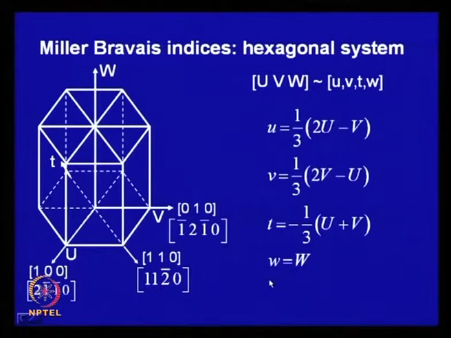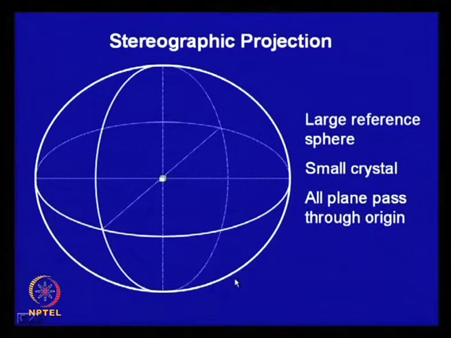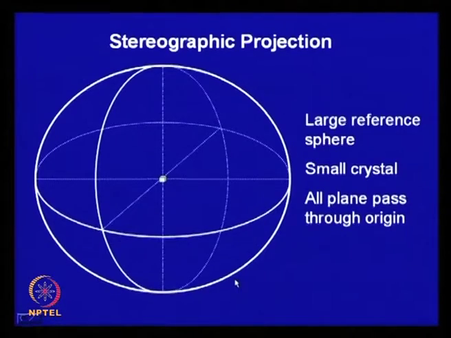And later on we will see that this type of representation allows us to do a lot of matrix calculations or vector calculations, and it will help you to geometrically represent crystal planes and directions in a projection. Now, then we looked at the concept of stereographic projection.